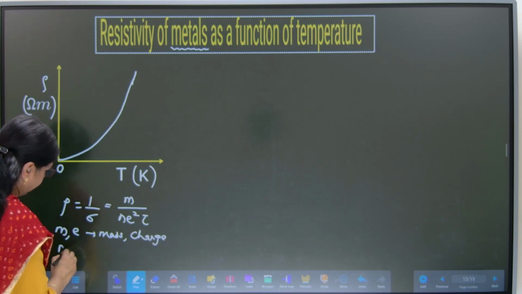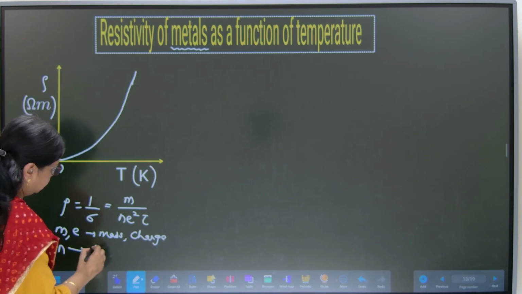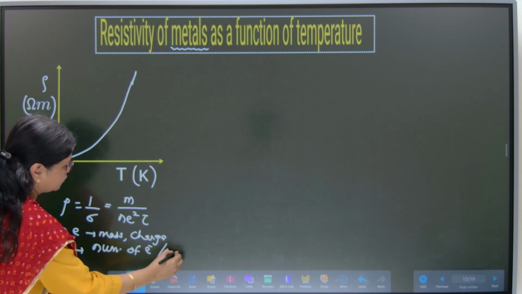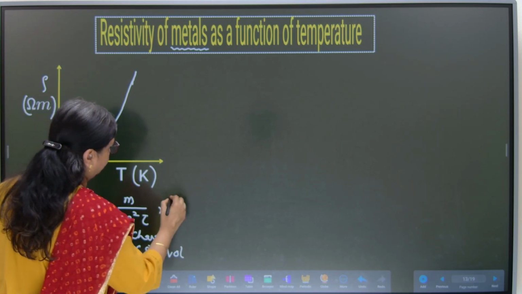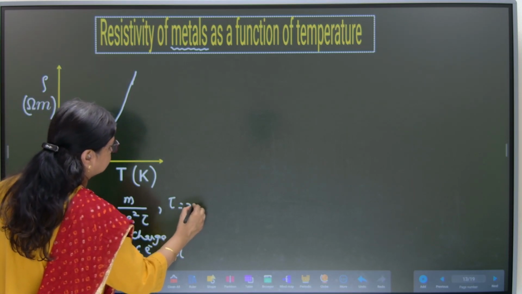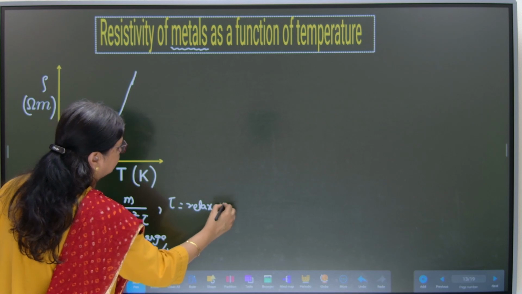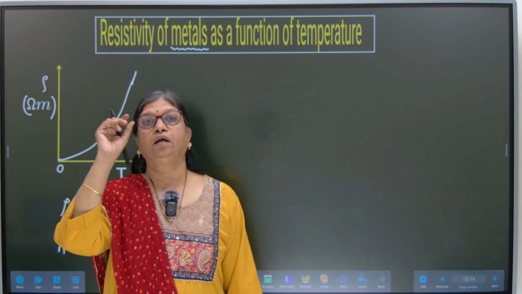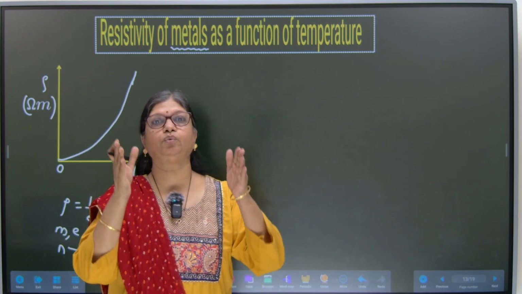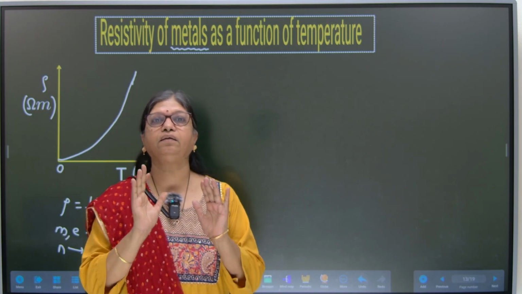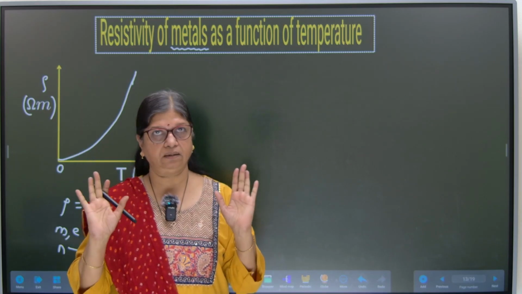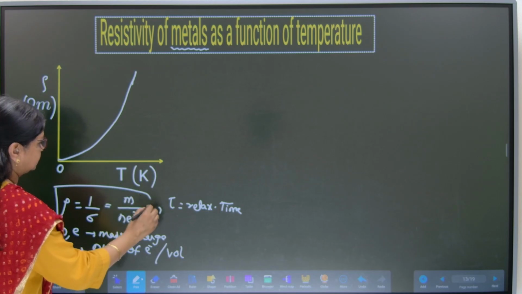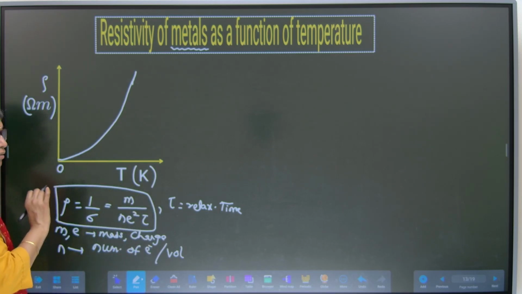And small n is the number of electrons per unit volume and tau is the relaxation time. That is the time spent by the electrons between any two successive collisions in the conductor or in the material. Fine. So, using this formula, let us understand the shape of this graph.